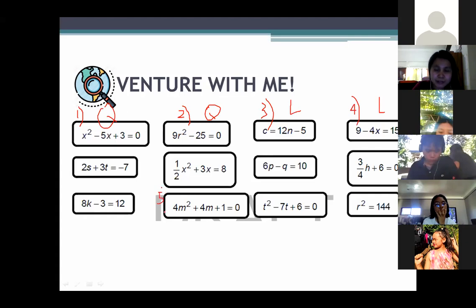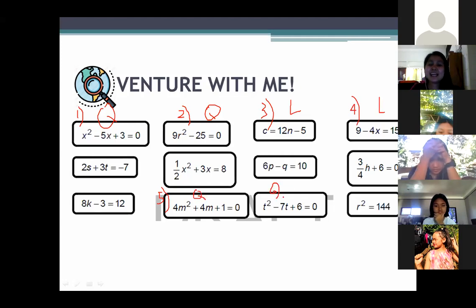Now, let me have this one for number 5. Ready? Number 5. 4m squared plus 4m plus 1 equals 0. Smiley for linear, heart for quadratic. Ready? 5, 4, 3, 2, 1. Oh, very good. That is a heart. So let's write quadratic. Let's go to number 6.